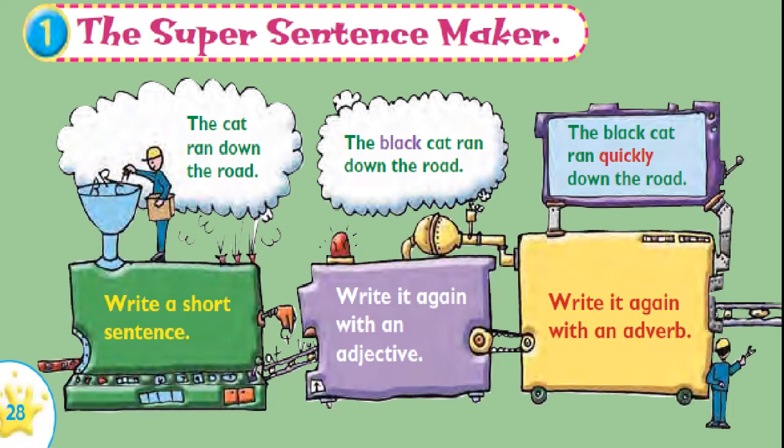To make the second sentence longer, we can add adverb. Adverb. So the black cat ran quickly down the road. The black cat ran quickly down the road. So the adverb here, how did the cat run? So the cat ran quickly. So quickly here describes run. Yes.